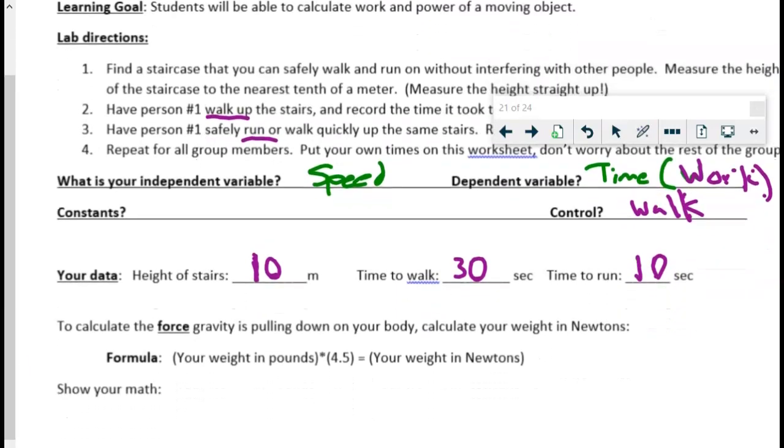Now, in order to figure out my work, I need to know what's the force that I'm working against. And that's gravity pulling me down. Now I'm going to pretend that I weigh 100 pounds. I do not weigh 100 pounds, but we're going to pretend that for today. Okay, so my weight in pounds, and if I want to change that to newtons for the metric system, which is how all these formulas work, I need to multiply this by a factor of 4.5. All I'm doing is changing pounds from the English system to newtons in the metric system. And 100 times 4.5 will give me 450 newtons.